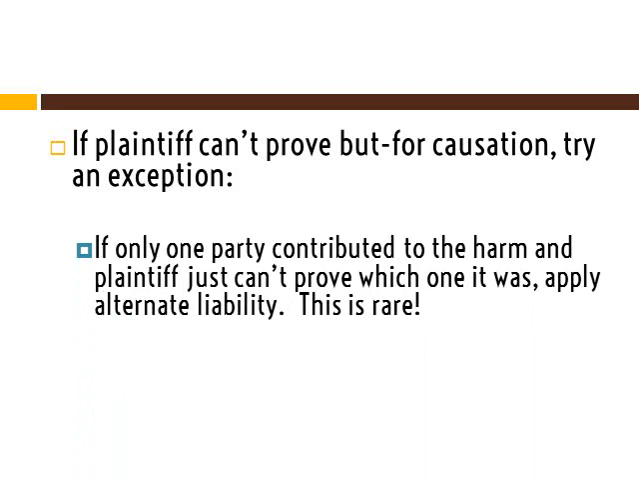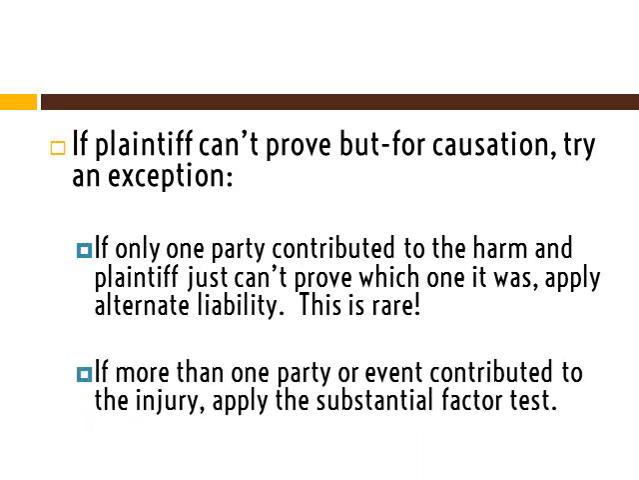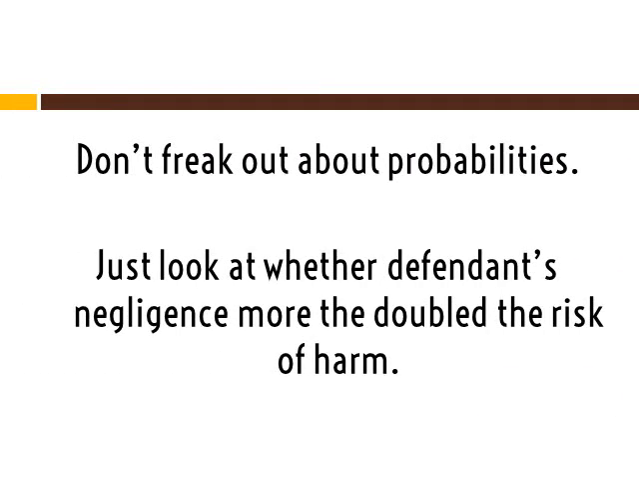If there's only one party that actually contributed to the harm, but the plaintiff can't figure out which one it was, you can try applying alternate liability. It's pretty rare that it's going to apply, but it comes up sometimes. If more than one party or event contributed to the injury, apply the substantial factor test. Finally, don't freak out about the possibilities. Just look at whether the defendant's negligence more than doubled the risk of harm.